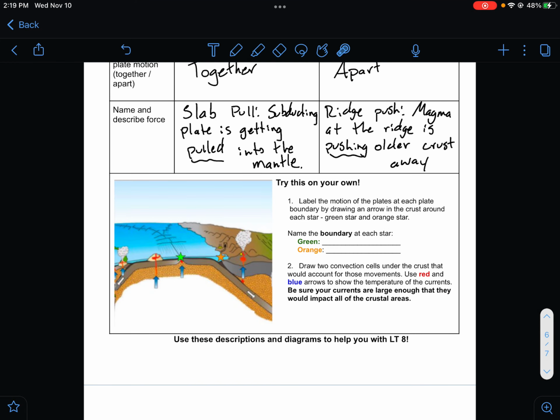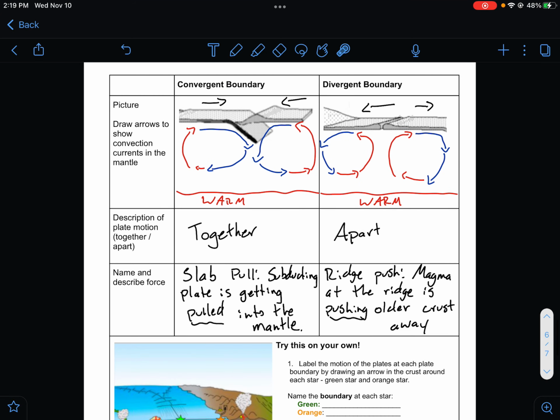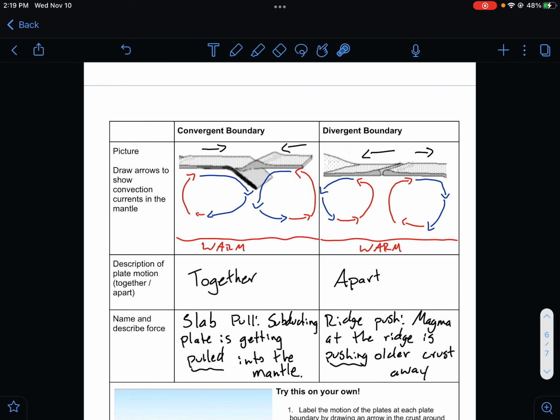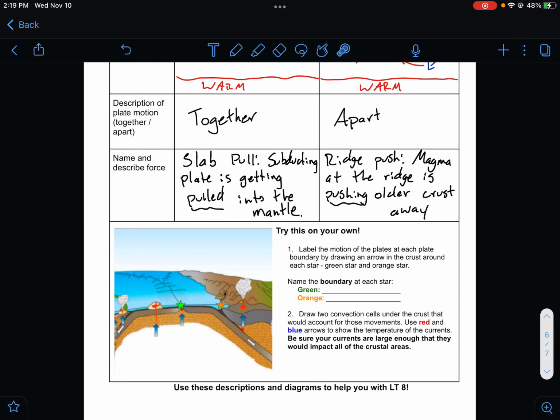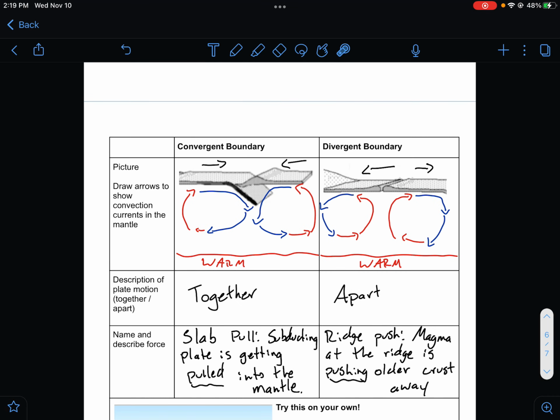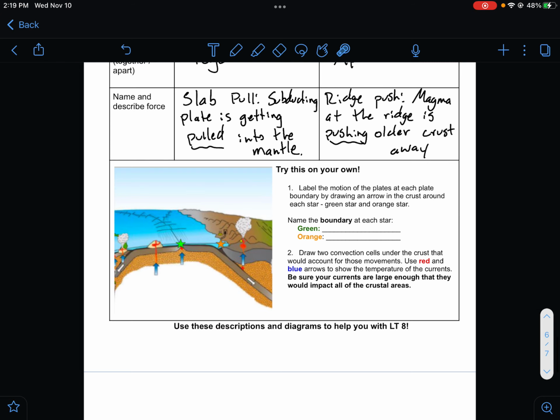And then looking down at this question down here, this is a try it on your own. So after I've talked about all of these things and you have these notes, you can go back up and look at these while you're filling this out. But do your best to name both boundaries at the green star and at the orange star, and then label the motion of the plates. There's a hint on there if you look closely. And then you need to draw the convection cells. Remember, there should be 2 convection cells for each boundary, like I have up here. 2 convection cells for each boundary.